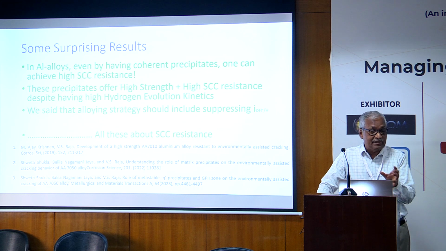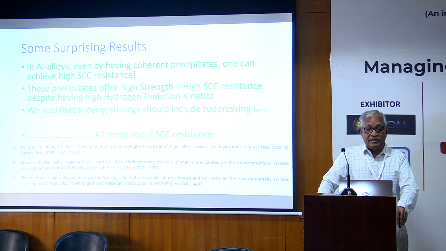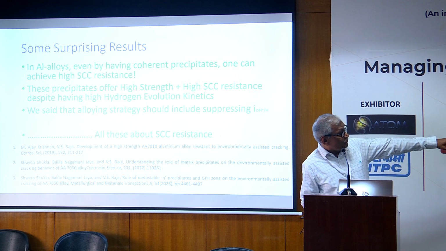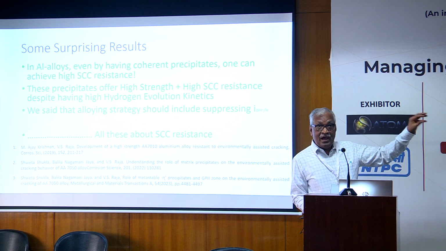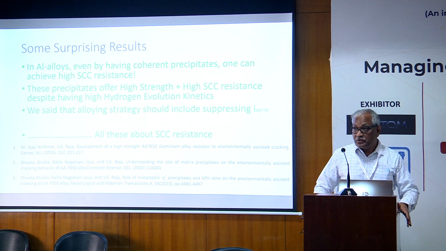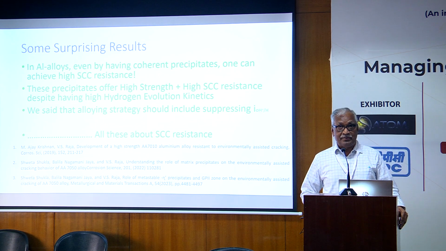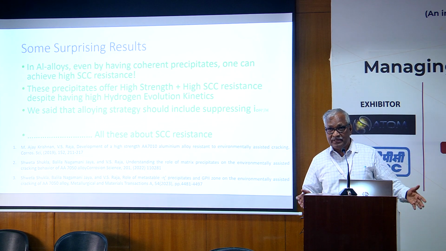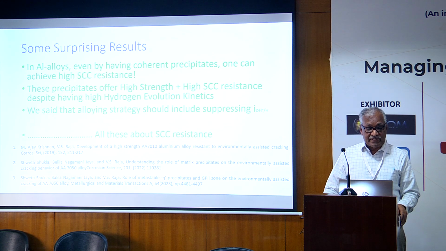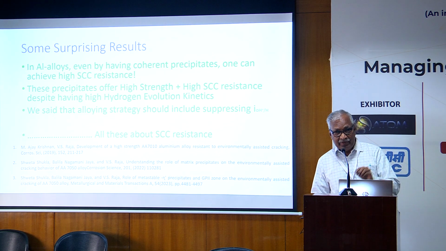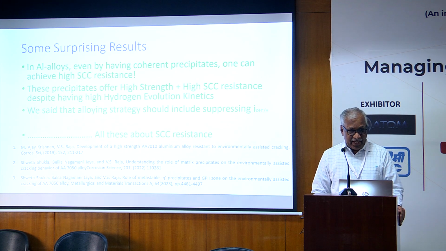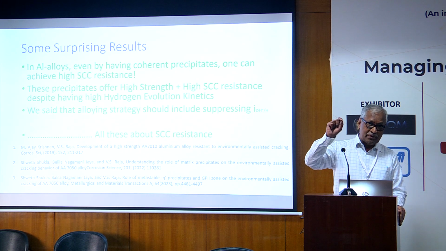In fact, that is something very beautiful that one of our students found out. But even more interesting, the coherent precipitates which give you high strength and high resistance to SCC generate more hydrogen. You would think more hydrogen is detrimental, but still you can have high resistance to that. So the strategy for developing an alloy, in our understanding, is that you have precipitates, but can you also control hydrogen evolution on the surface?